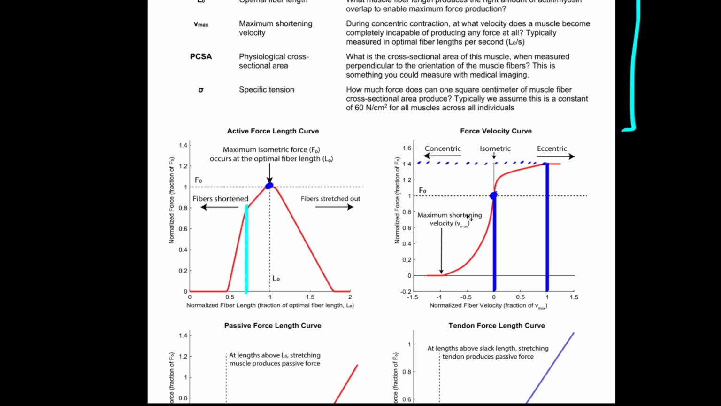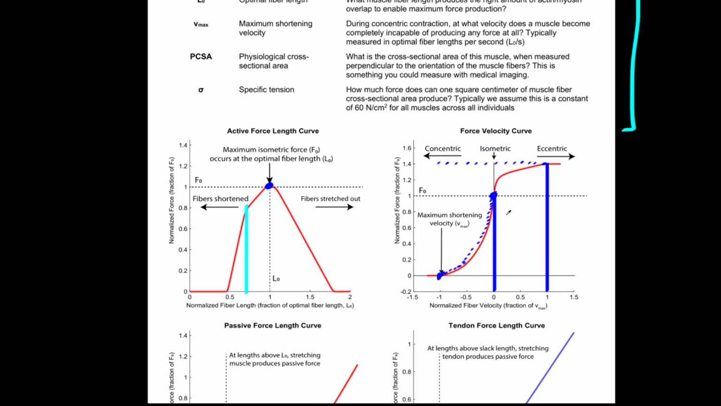Now, this is expressed as a fraction of this special point right here, the maximum shortening velocity. And the interpretation of that is, as your muscle is contracting concentrically, as that concentric speed increases, say you're doing bicep curls or bench press, and you're trying to do it faster and faster, there's some speed beyond which you cannot produce any force at all. And we just call that the maximum shortening velocity of muscle.